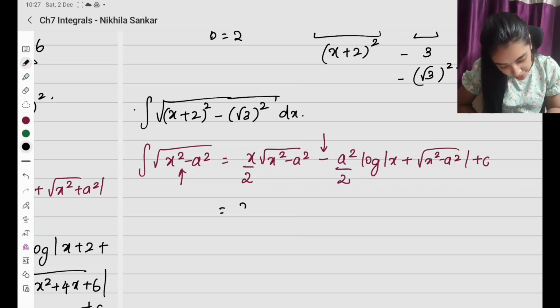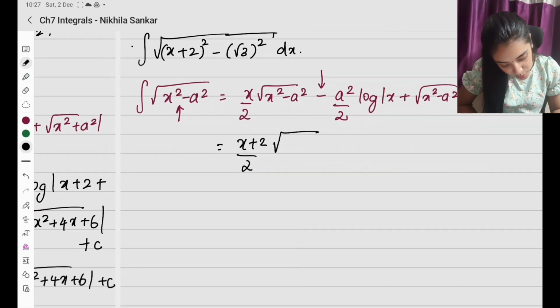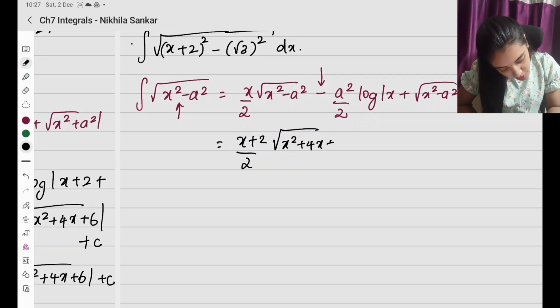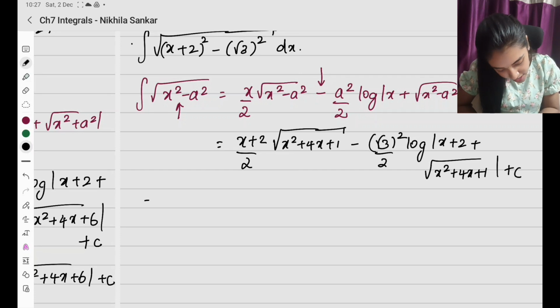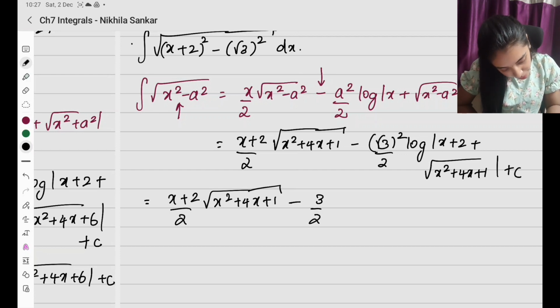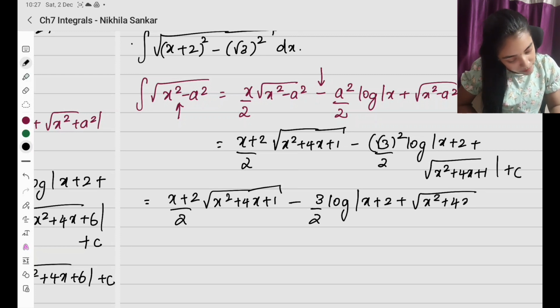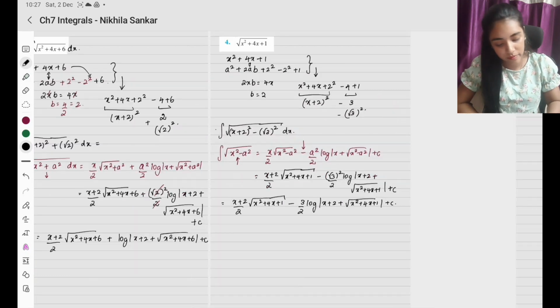So when I substitute, I have x plus 2 divided by 2 square root of x square minus a square, which is the question, x square plus 4x plus 1, minus a square by 2, which is root 3 the whole square by 2, log mod x, which is x plus 2 plus the question, x square plus 4x plus 1, plus c. So how is the final answer going to look? x plus 2 divided by 2 square root of x square plus 4x plus 1, minus 3 by 2 log mod x plus 2 plus square root of x square plus 4x plus 1, plus c. This is my final answer.